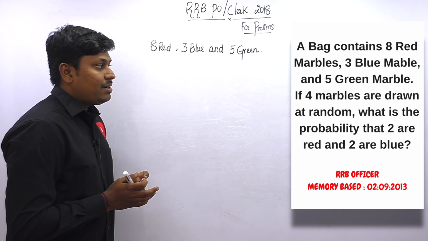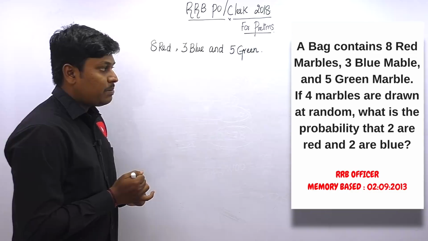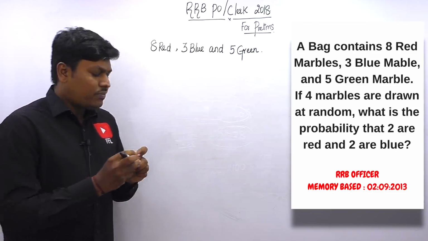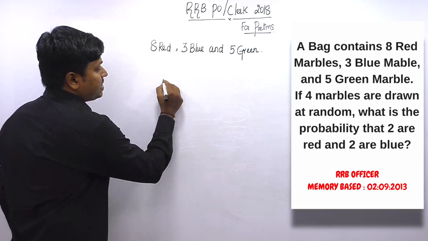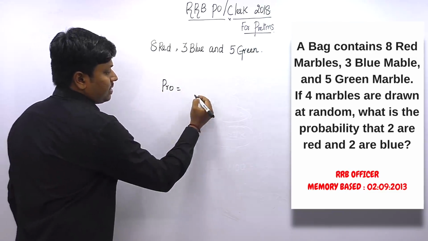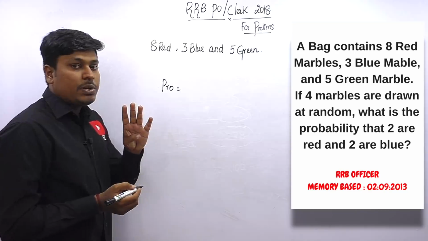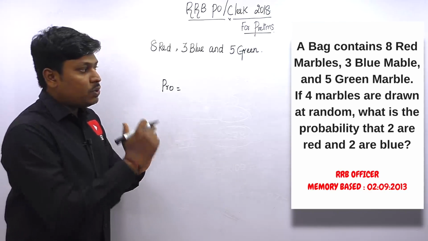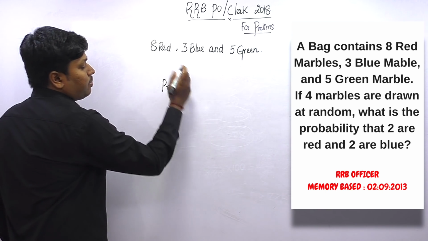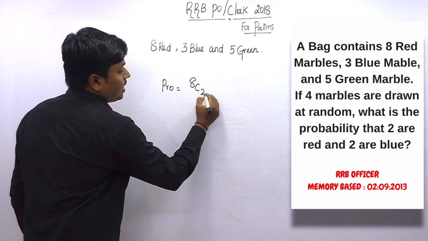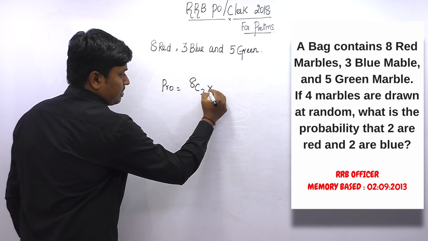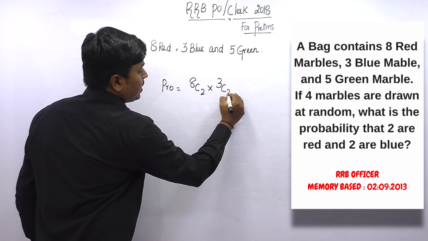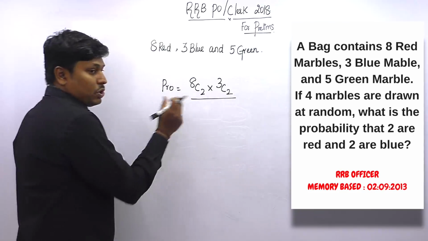First question: if 4 marbles are drawn at random, what is the probability that 2 are red and 2 are blue? You know the formula for probability, right? Probability is equal to sum of observation divided by possibility. Our target is to pick 4 balls, and out of these 4 balls, 2 to be red and 2 to be blue. So out of 8 red balls, our target is to pick 2, which is multiplication, and out of the 3 blue, our target is to pick 2 blue, divided by the total possibility.